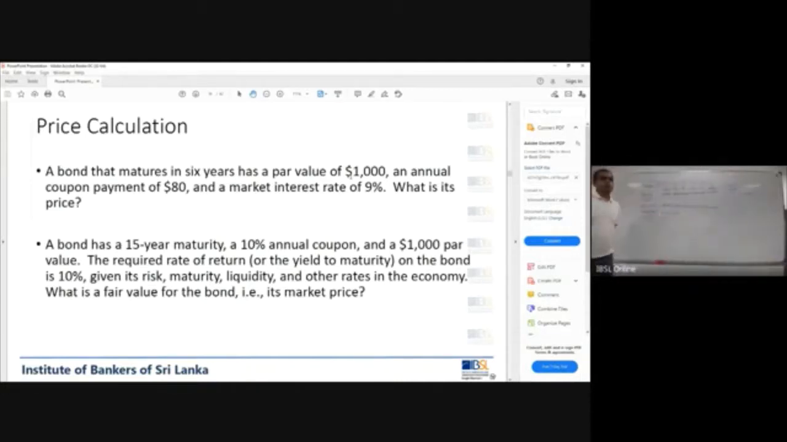Says 15-year, but let's cut it short. We'll make it 5-year for convenience, not 15, but 5 years. Because 15 years will take a whole lot of calculations. And if you know to do 5 years, then you know to do 15 also. In the best interest of time, let's cut it down to 5 years. Right? So it's a 5-year bond.